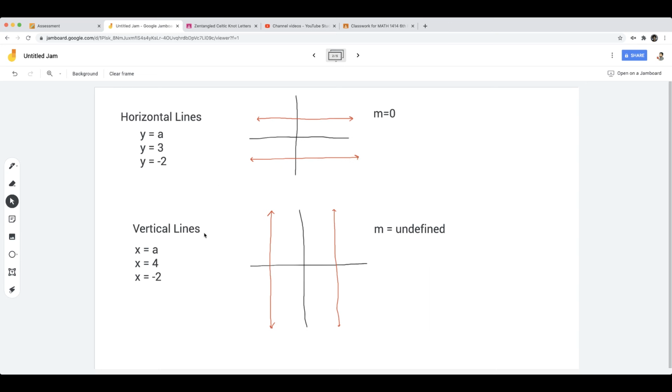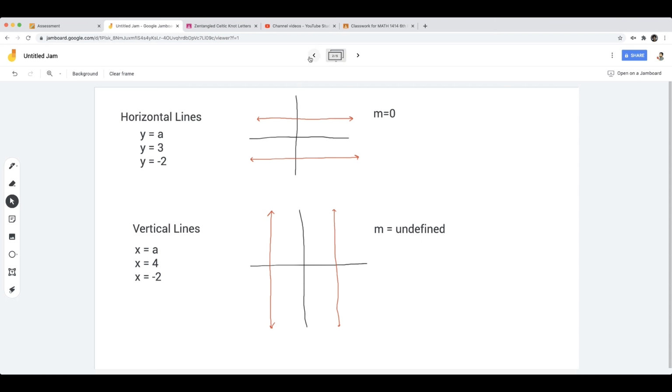Okay, now conversely for the vertical lines, the domain would just be that one value for x. So for example, if this is x equals negative 2, then the domain here would just be negative 2. The range would be from negative infinity to positive infinity.